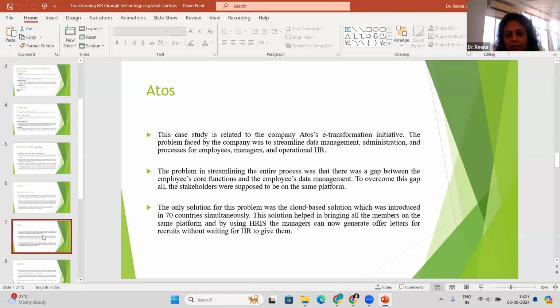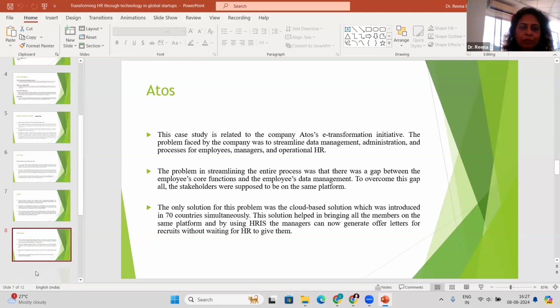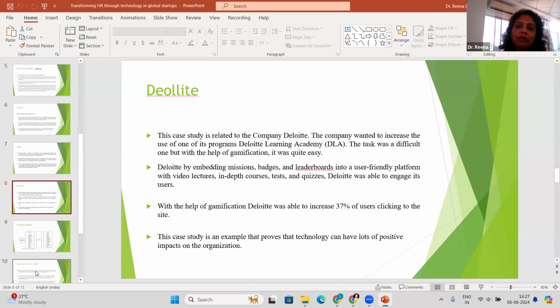This solution helped in bringing all the members on the same platform. And by using the HRIS, the managers can now generate offer letters for recruits without waiting for HR to give them. So that becomes a totally automated process, which helped them a lot. Now comes Deolite. This case study is related to company Deolite. The company wanted to increase the use of one of its programs, Deolite Learning Academy. The task was a difficult one, but with the help of gamification, it was quite easy.